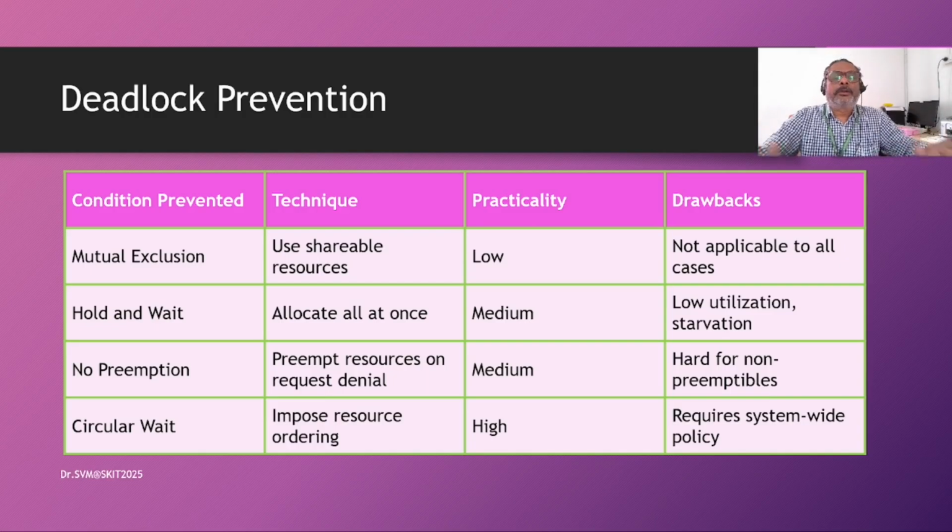So overall, there are four ways this problem can be prevented: either saying no to mutual exclusion, or saying no to hold and wait, or saying no to no preemption, or saying no to circular wait. If any one of them is denied, then definitely there won't be any deadlock.